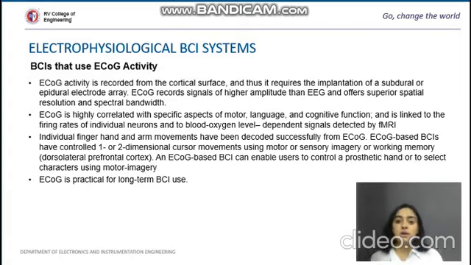BCIs that use ECoG activities. As we saw, this is not a very minimally invasive procedure and involves neurosurgical procedures of the implantation of the microarray. But then this does produce a better output, as it reads better, more accurate signals, and is more practical when we are talking about long-term usage.